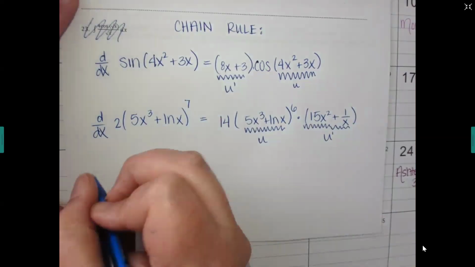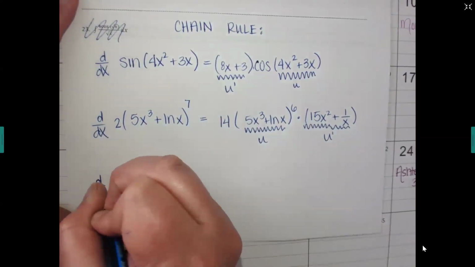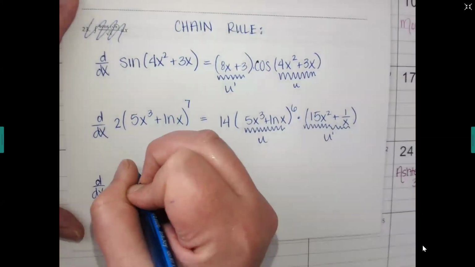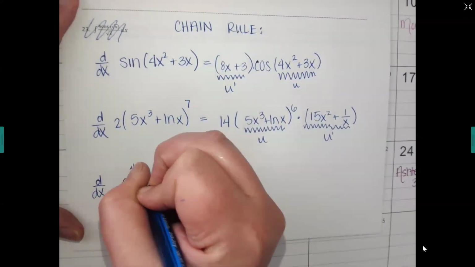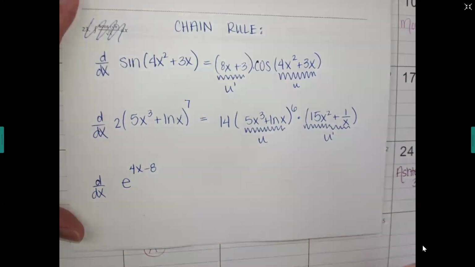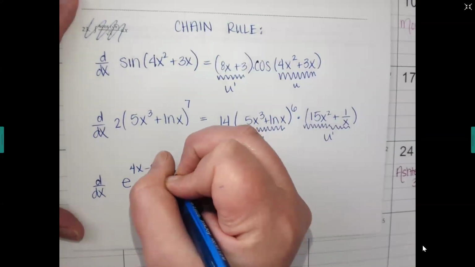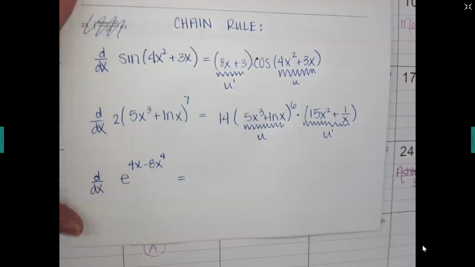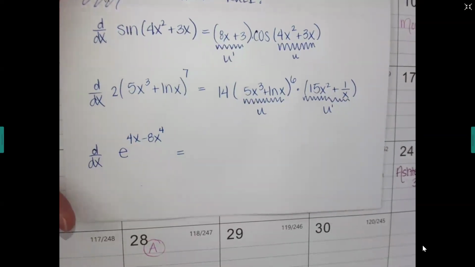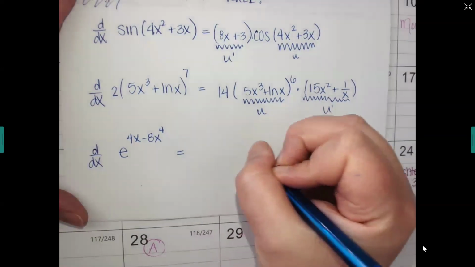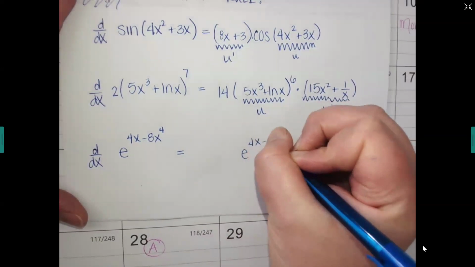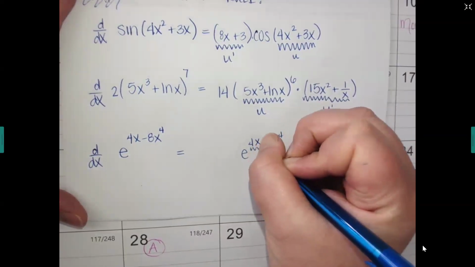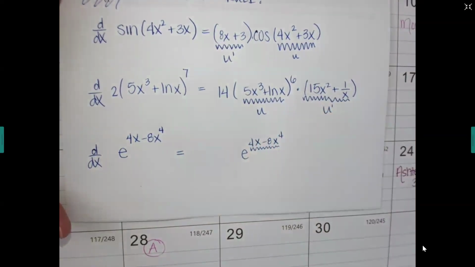Okay, last one. Let's say you're taking the derivative of e to the 4x minus 8x to the 4th. What is the derivative of e to a power? Remember, e stays the same. It'll be e to the exact same power. But then I have to multiply by the derivative of that power. What would the derivative of 4x minus 8x to the 4 be?